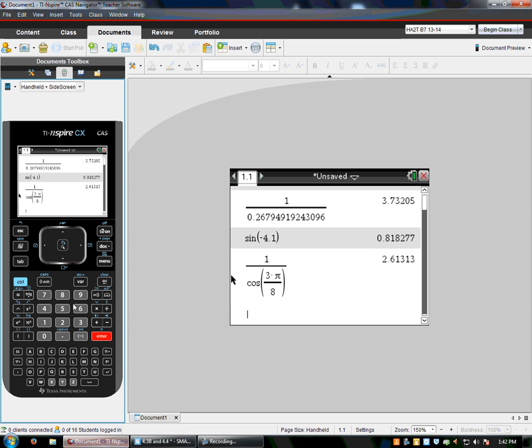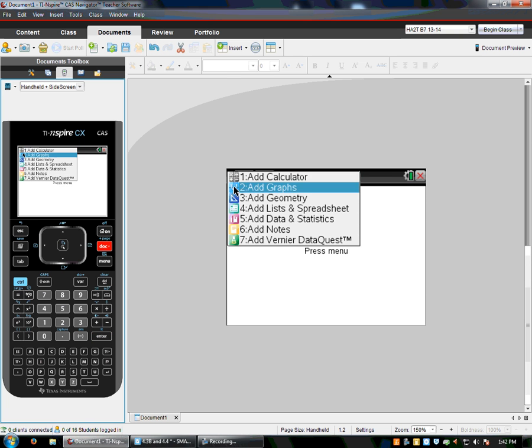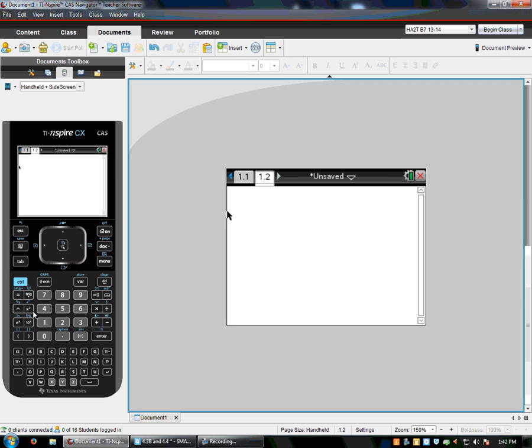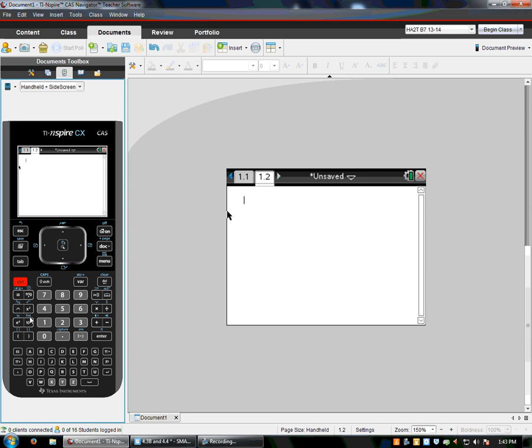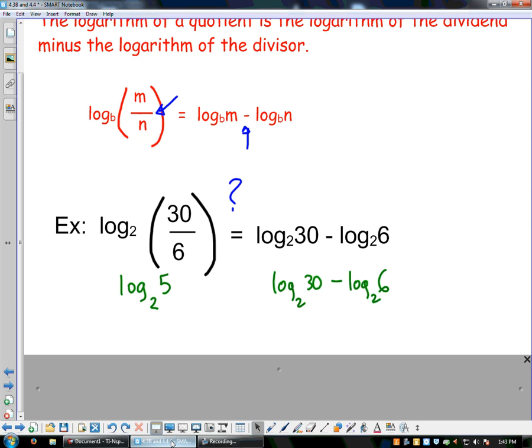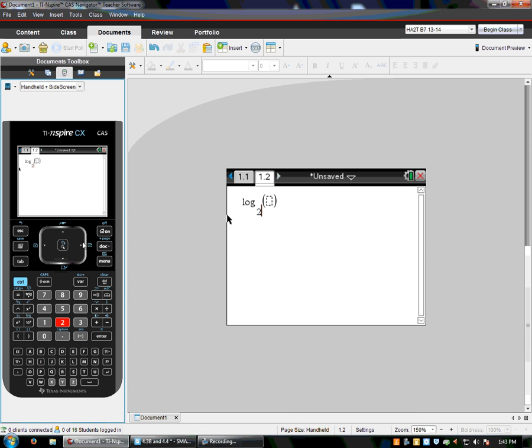If I do log to the base 2 of 30 over 6, that's log to the base 2 of 5. Let me get to a new calculator page. To get logarithms on your calculator, you see the log button is over here. You want to do Control log here, and it's asking you what base you want. In our example, we wanted base 2, so I'm going to type in a 2 there. Right click gets me here, and I wanted 30 divided by 6, which is 5. So I want 5 here. This is really saying 2 raised to what power would get me 5? And the answer is about 2.32.